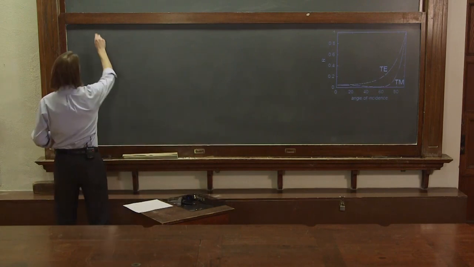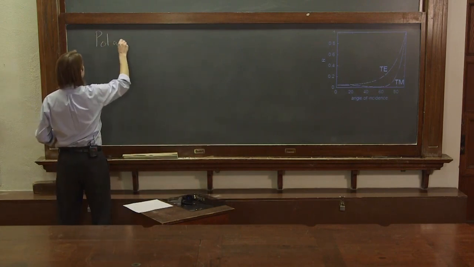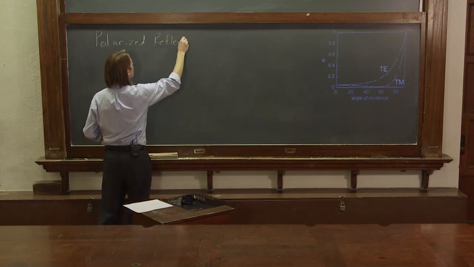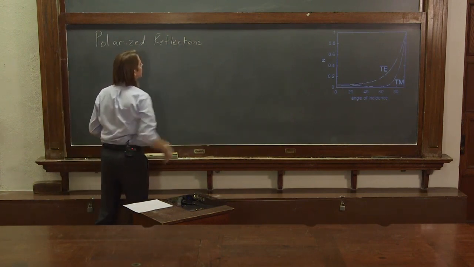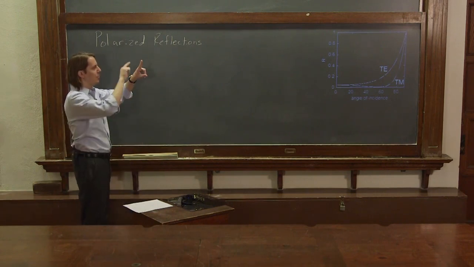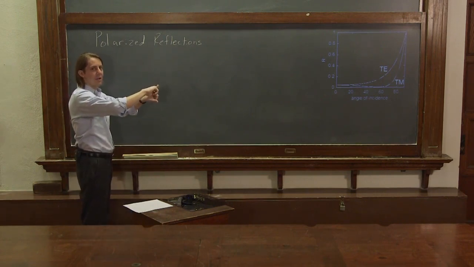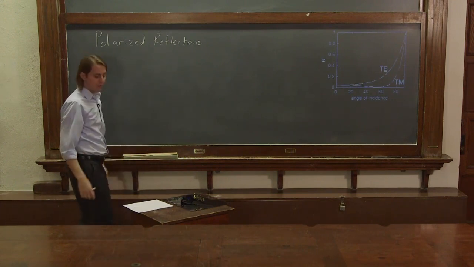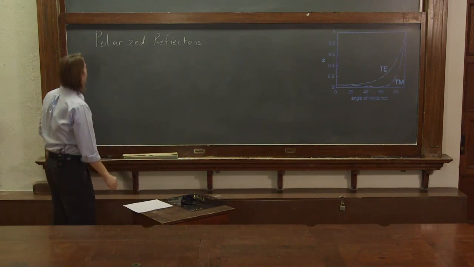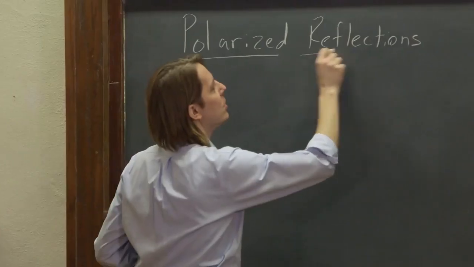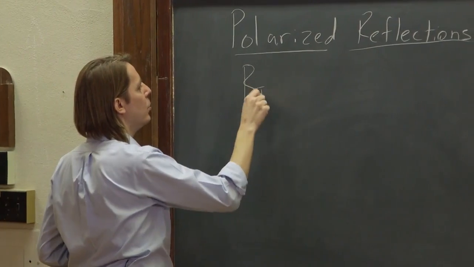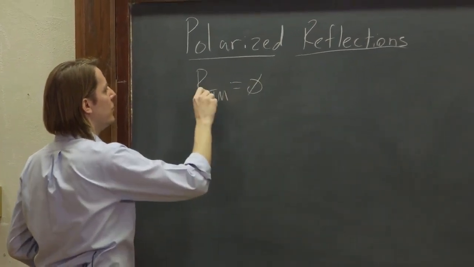So let's look at polarized reflections. If we have unpolarized light, a mixture of TE and TM coming in, at this special condition, only TE would come out. So that would be a pretty easy way to make polarized light. So let's see if we can figure out the angle and what's going on. It seems like all you've got to do is calculate where RTM equals 0.